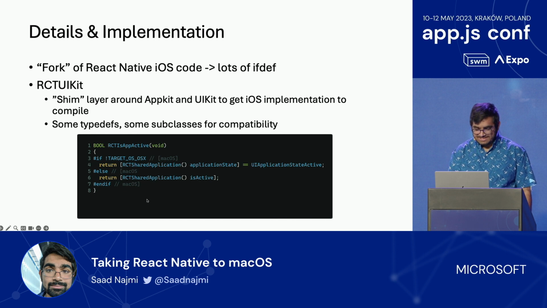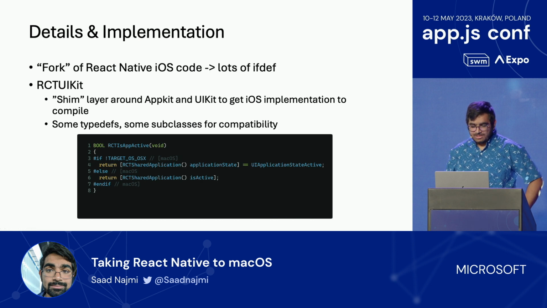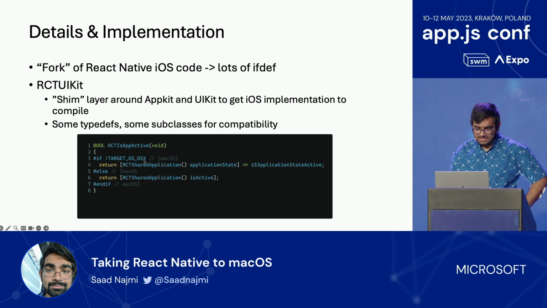If you take a look at this example over here, this is a method that is in React Native Core that tells you if your app is foreground or background. In React Native core, which is just like upstream React Native, you'd only have this one line. But in our repo, where we forked it, we've added this if-def to do the iOS implementation if we're not iOS, and then the macOS implementation if there is one. And then we also add these diff tags to help us keep track of where we've added code.